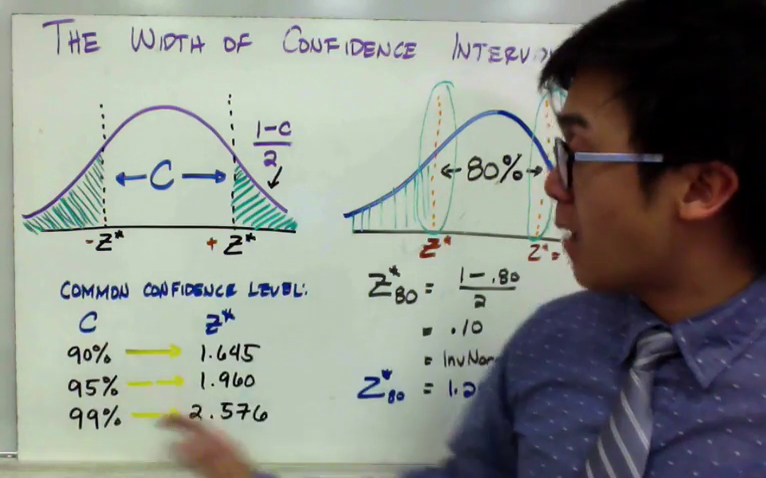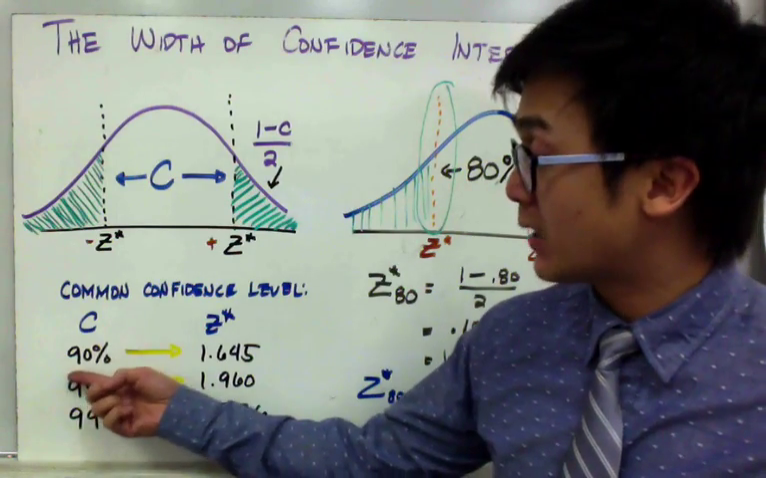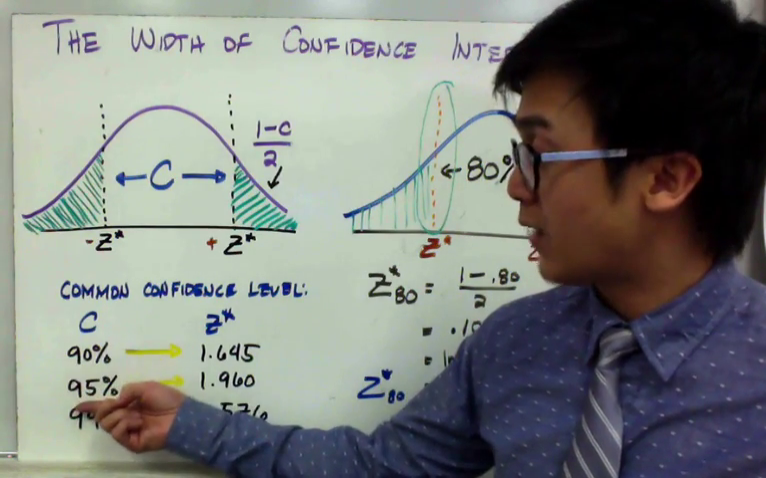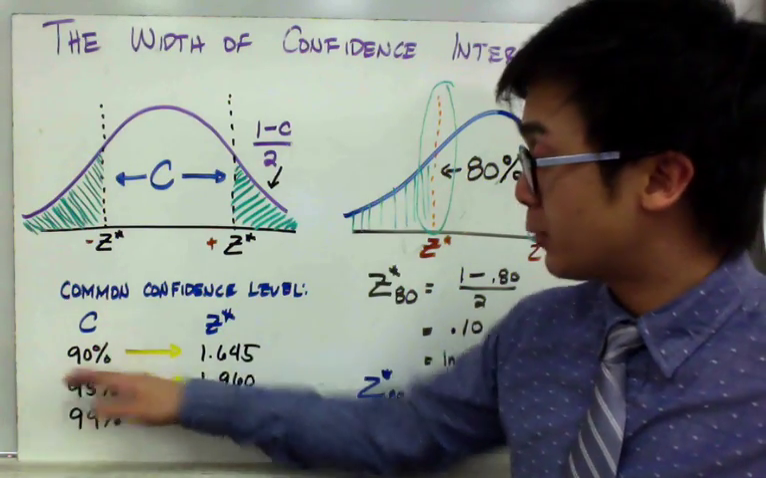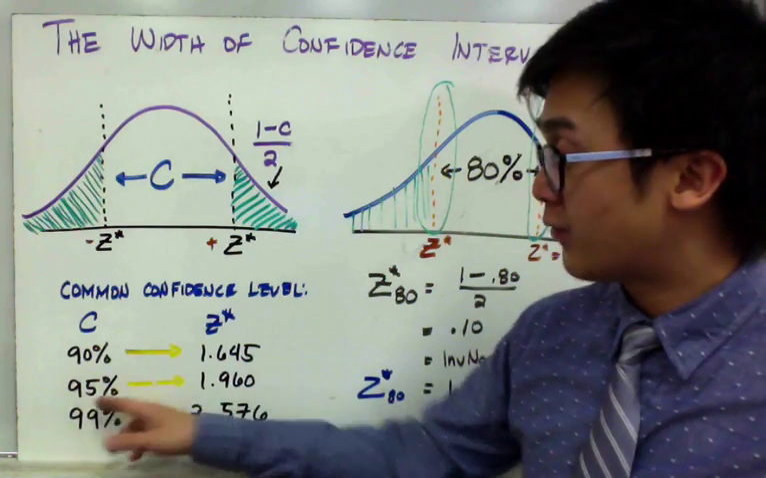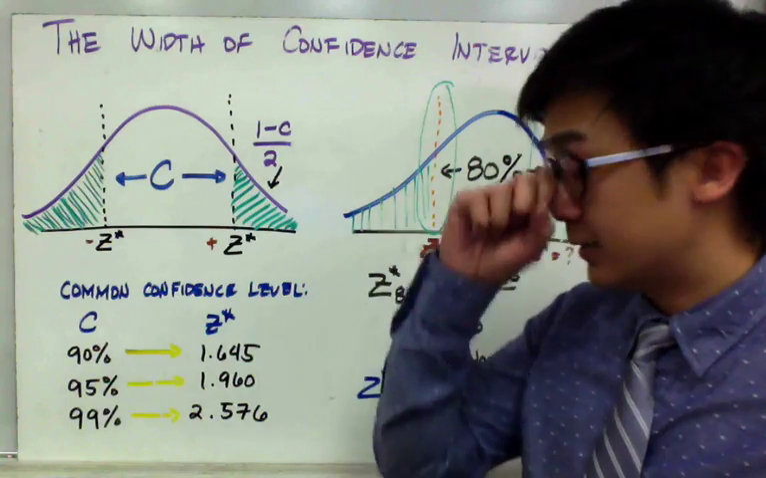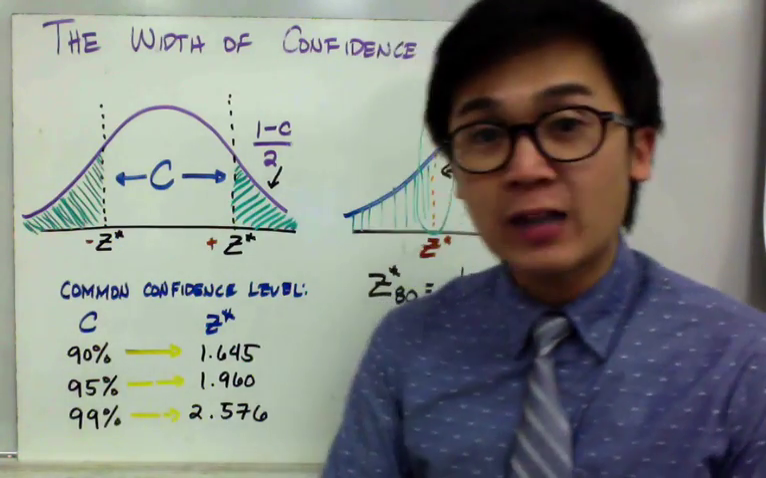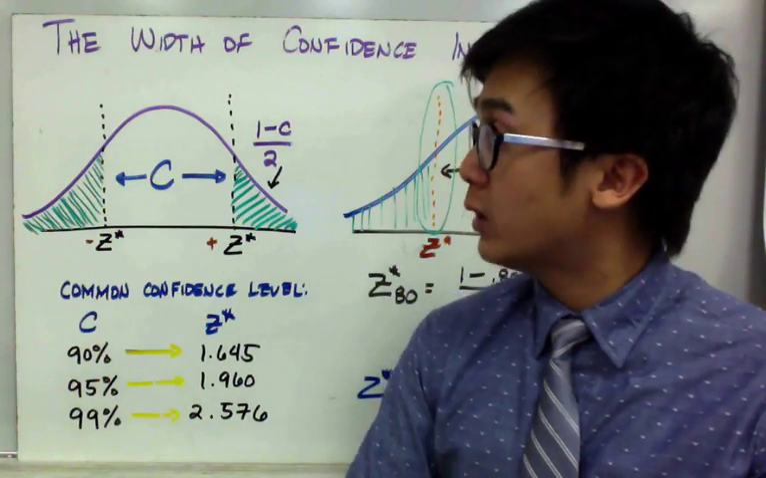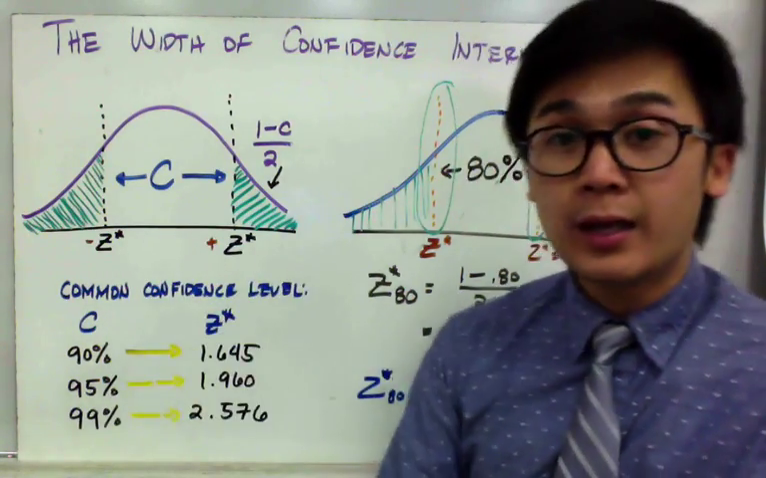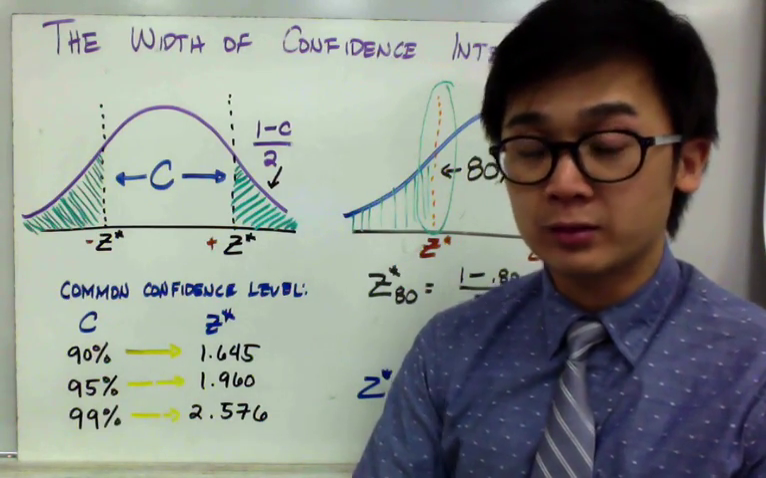And here are some common confidence levels in inferential statistics that we will use. We have the 90% confidence level, 95%, and 99%, and their corresponding z star. For 90%, it's 1.645, for 95%, it's 1.960, and for 99%, it will be 2.576. Now, before we can actually compute the confidence interval, it is very important that you understand why we're looking for these two values in our confidence interval. And that's what we're going to be working on in our next examples.